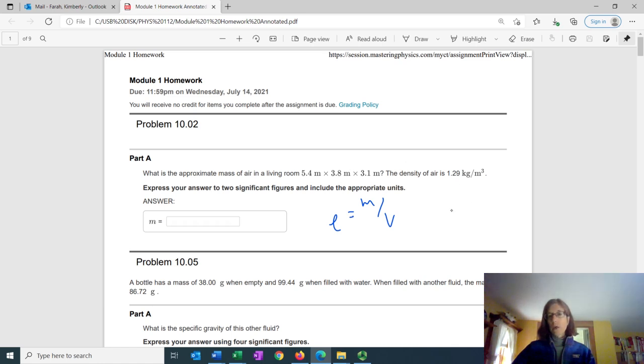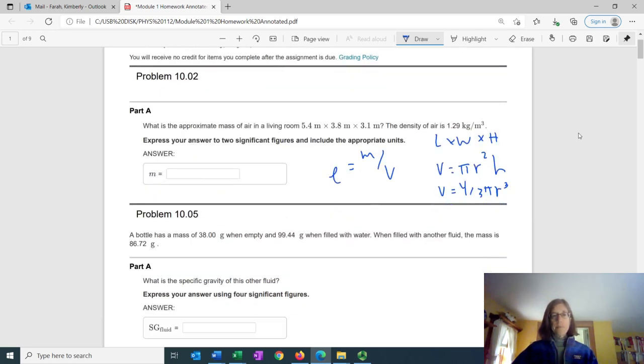So what you can recall is that volume is always equal to, in this case, length cubed, because we're assuming that this is a cubic room, length times width times height. Other ways that you can have volume measurements would be, like a cylinder, which would be pi r squared h, or 4/3 pi r cubed, say, for the volume of a sphere. So in this case, you're just doing a straightforward calculation using density is equal to mass over volume.